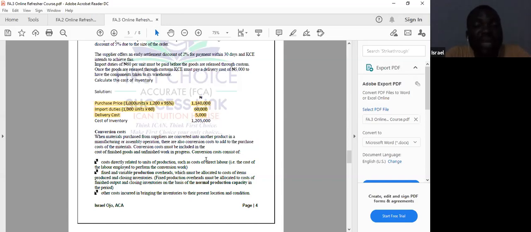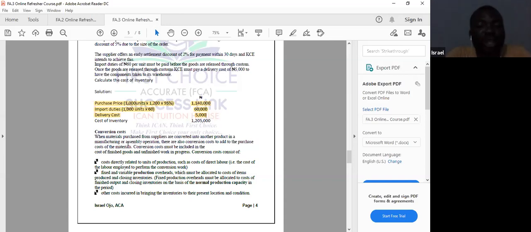But if that's the case, it means that you have to add the conversion cost to the total cost that you have incurred of buying it and bringing it down to the factory. Then also you will now continue by adding the conversion cost to it.